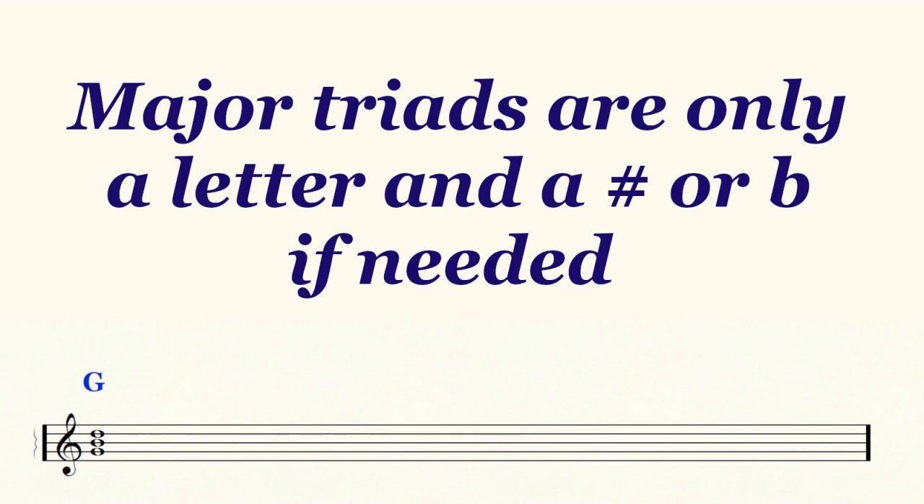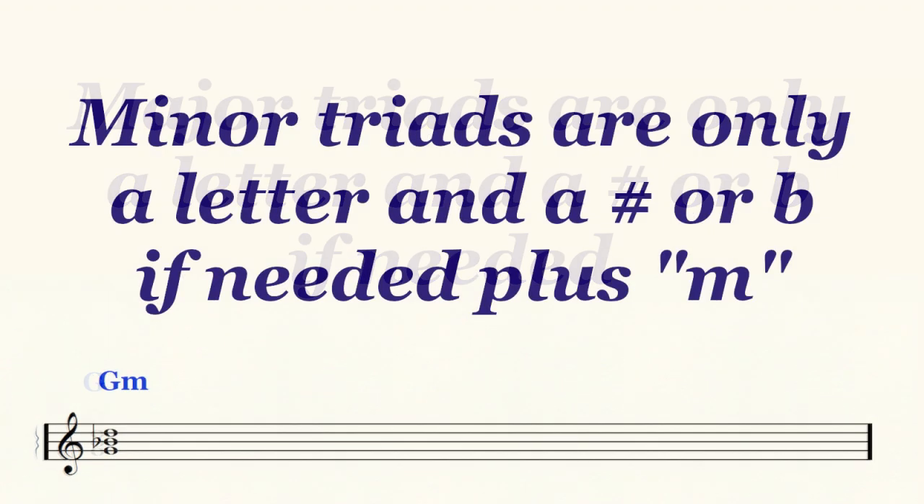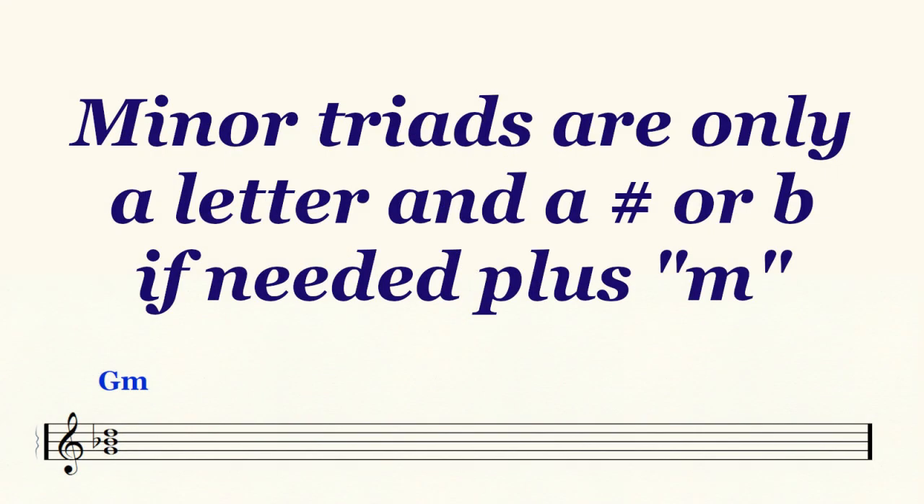There are 4 qualities of triads. A major triad is any chord like G, B, and D. It is marked with a letter for the root plus a sharp or flat if necessary. The quality of the chord is not indicated. A minor triad is a chord like G, B flat, and D. It is marked with a letter for the root plus a sharp or flat if necessary. A lowercase m is added at the end to show that it is a minor triad.